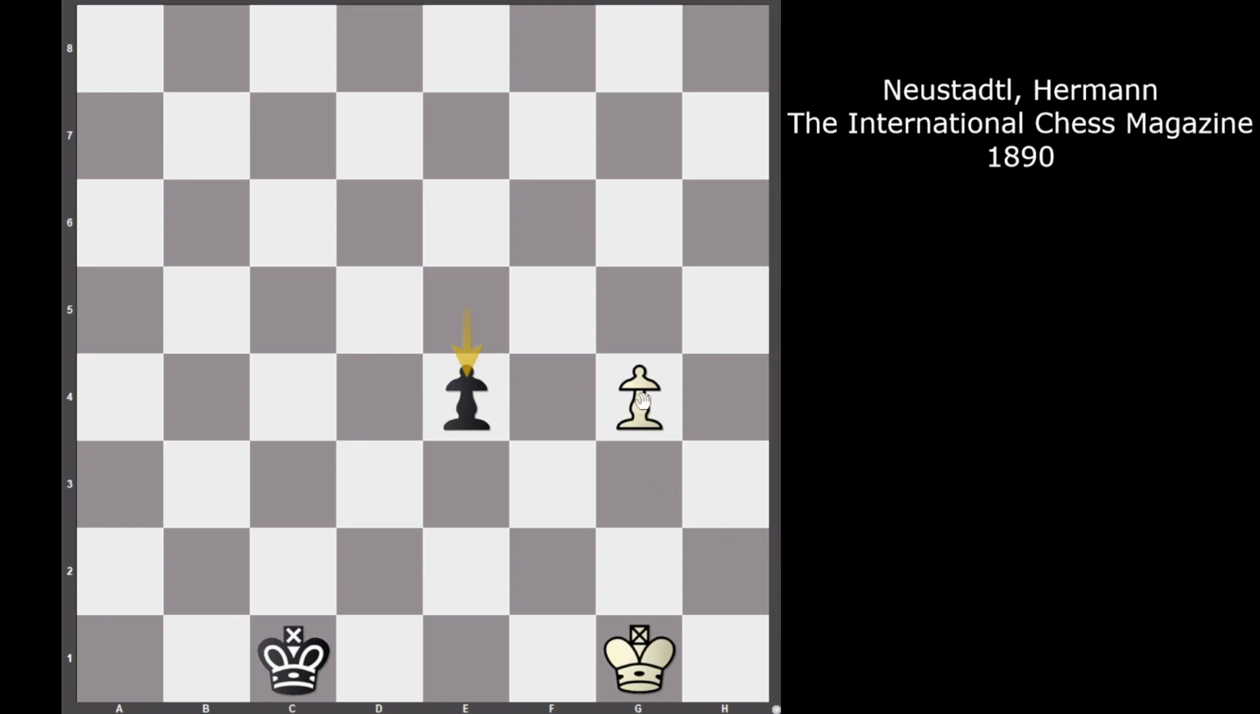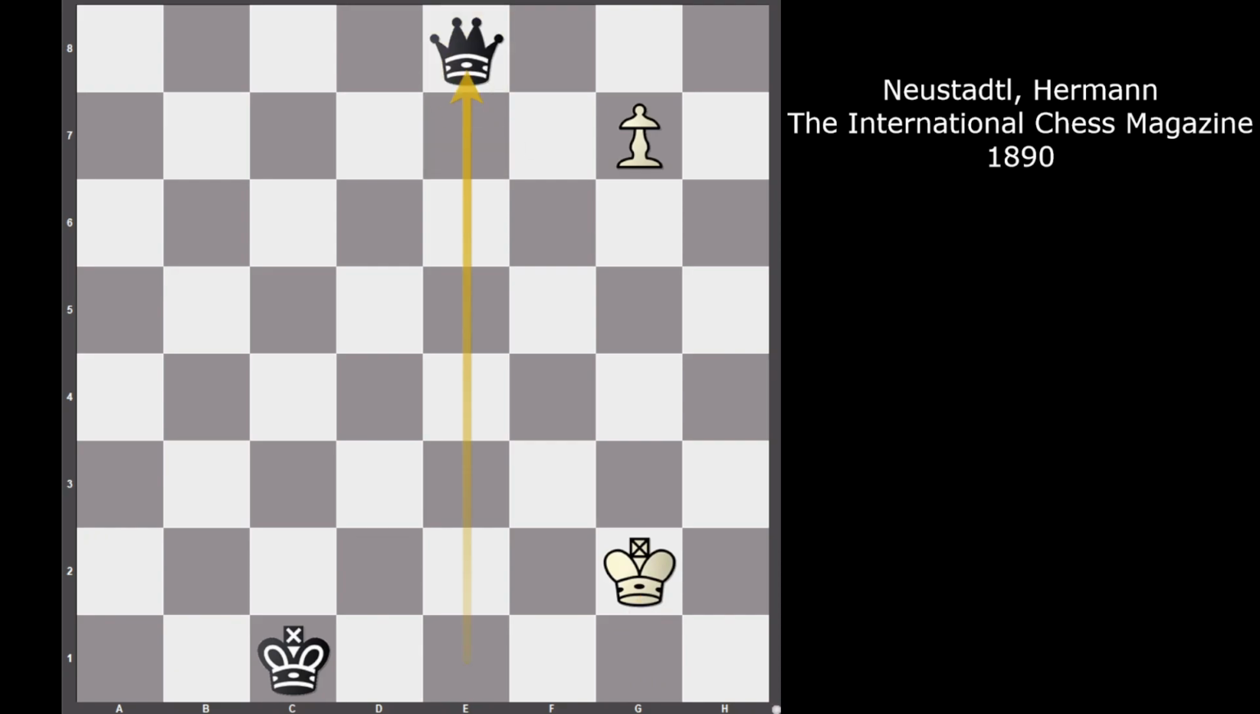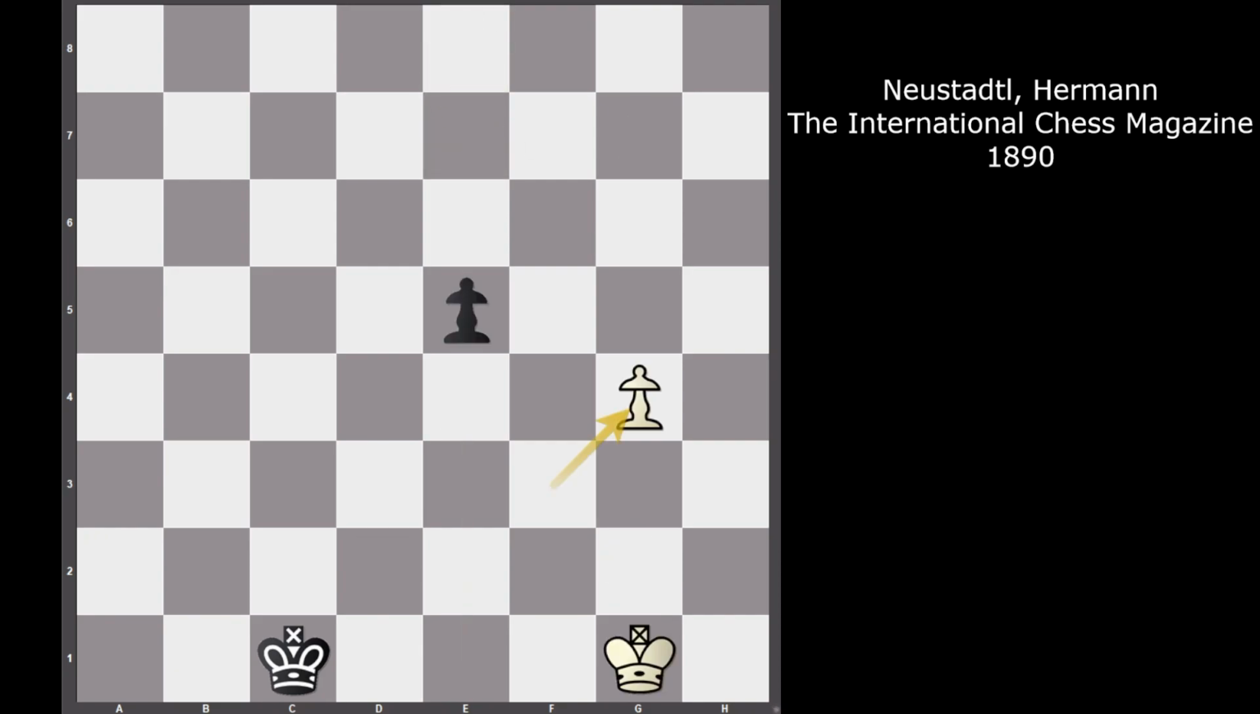And why is that? Because let's say you play king to f2, there's just king d2, and if you just run with the pawn, then you will see that queen to e1 will come with a check, and black can easily stop the pawn. So taking on g4 is not a possibility. This is why we have to play king to g2.